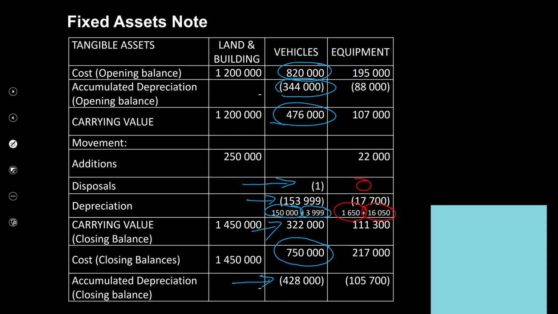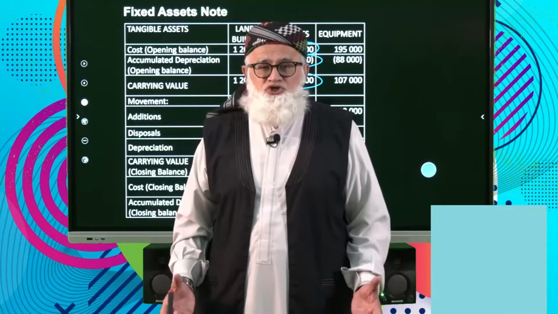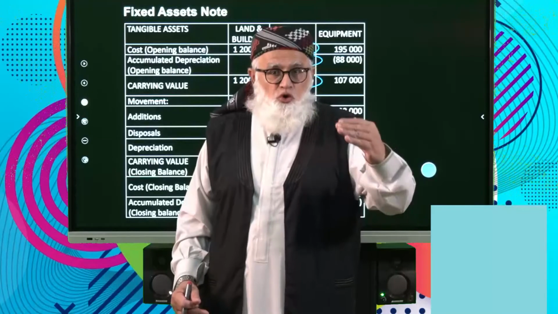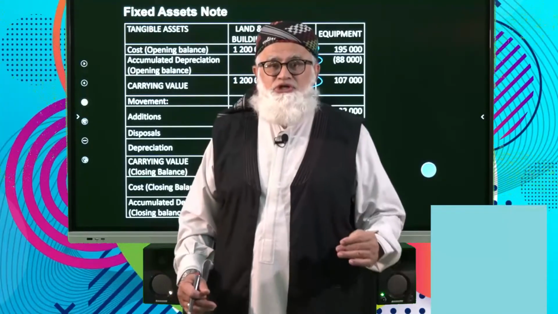When it came to vehicles, you also had two components. What did you have? You had your sold at 3,999 Rand and your old at 150,000 Rand. And obviously, you can see in this particular example, you did not have any new vehicle. But you may also get a situation where you have to have all three components, namely sold, old, and new.